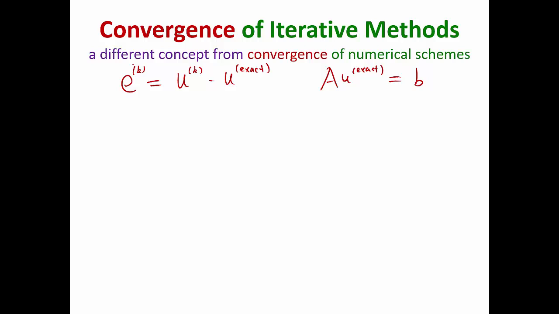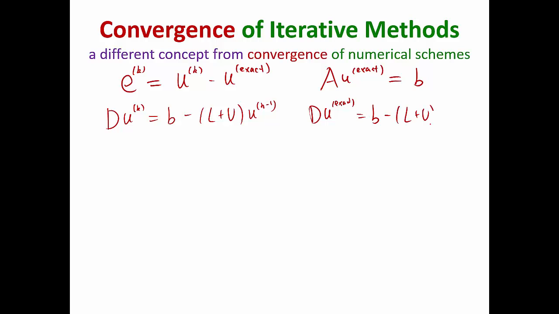Now, if I write down the Jacobi iteration, which is D times uk is equal to b minus L plus U times uk minus 1. And I'm also going to expand the A here in the exact solution. So D times u exact is also equal to b minus L plus U times u exact, because A is equal to D plus L plus U. Right? Agree?